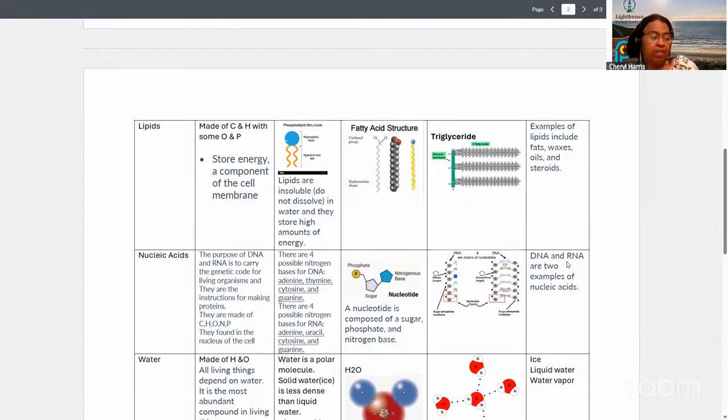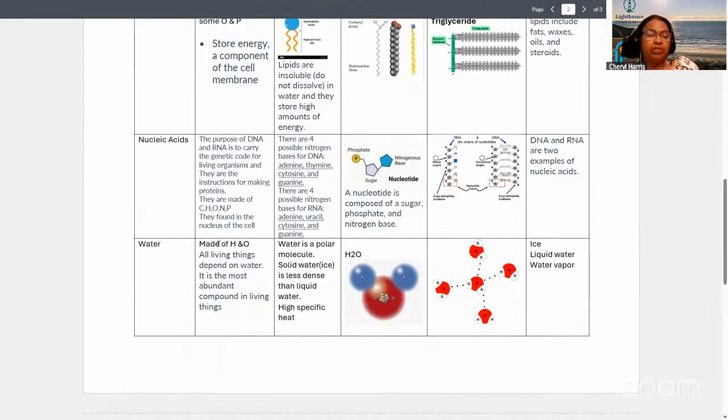You're not finding it in the food. It's found in the nucleus of the cell. And there are two types. All right, and then that brings us to water.